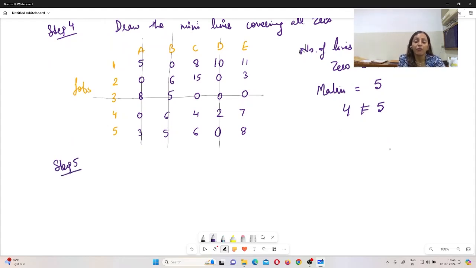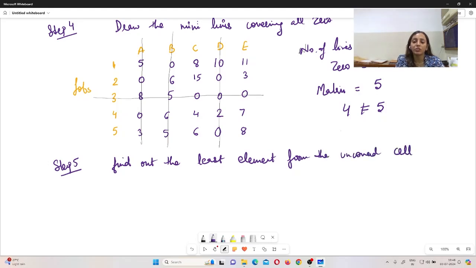And the adjustment is: find out the least element from the uncovered cell. The one that is not covered by the line. Find the least element from the uncovered cells and subtract it from all the uncovered cells.